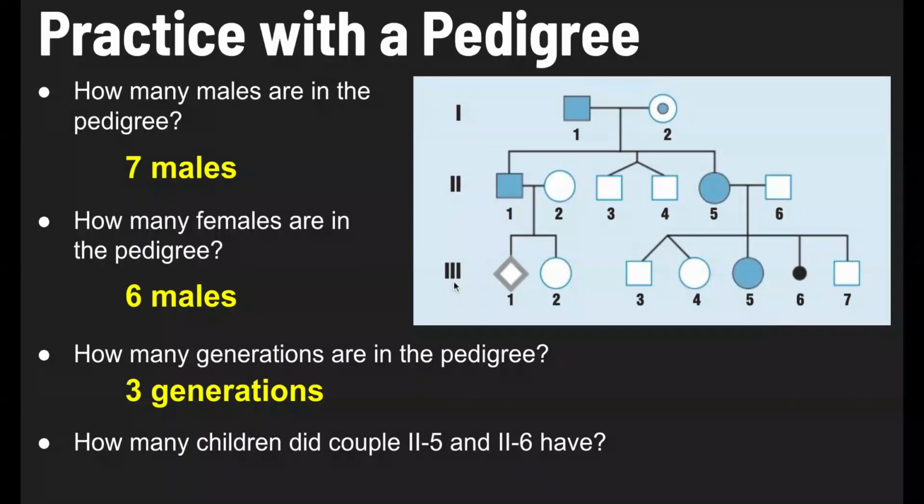How many children did couple 2, 5 and 2, 6 have? So go to generation 2. Here's person 5 and 6. Follow the line down. They had twins. So those are 2 children. And then here's child number 3, child number 4, child number 5. They had 5 children together, but notice one of them died in infancy. So they had 5 children total, but one died in infancy.